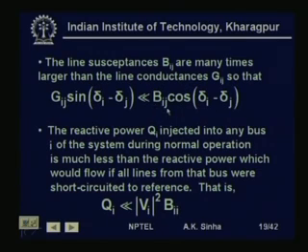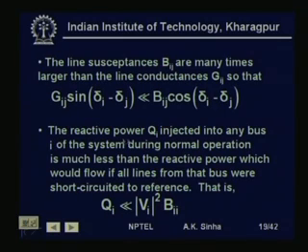So, this term will be B_ij, and G_ij is much smaller, and sin(delta_i minus delta_j) is equal to delta_i minus delta_j radians only. Therefore, this whole term is much smaller than this term, and therefore, this can be neglected in comparison with this term.